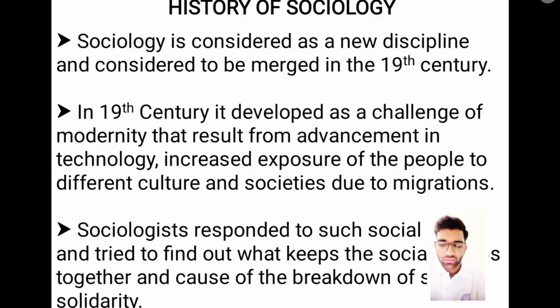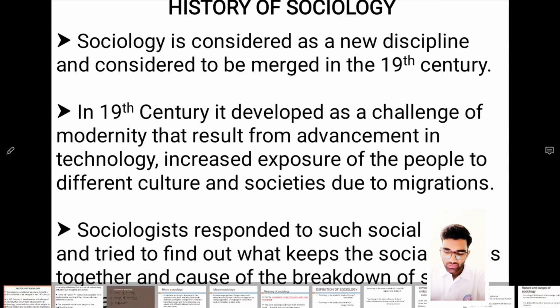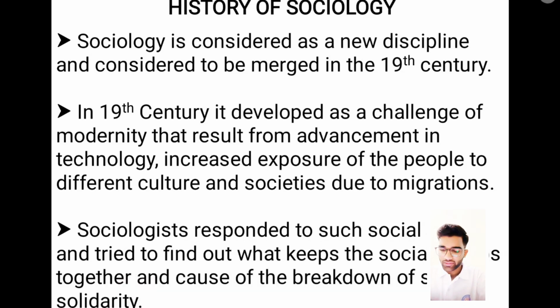So coming to history of sociology, sociology is considered a new discipline and considered to have emerged in the 19th century. In the 19th century, it developed as a challenge of modernity that resulted from advancement in technology, increased exposure of people to different cultures and societies due to migration.